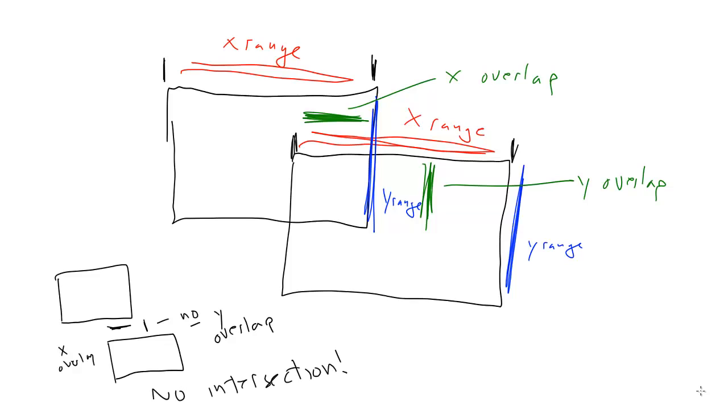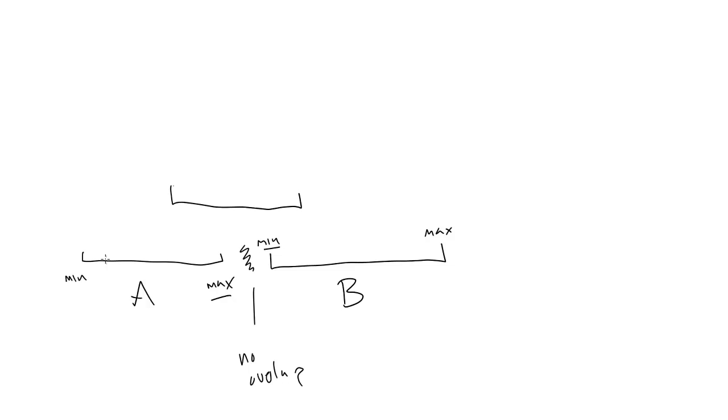So first we'll need to know how to tell if the two ranges overlap. It might be easier to say when they don't overlap. So if we have two ranges here, a and b, if the max value of a is less than the min value of b, then there's no way these two ranges can overlap. So for overlap to happen, max of a has to be greater than or equal to min of b.